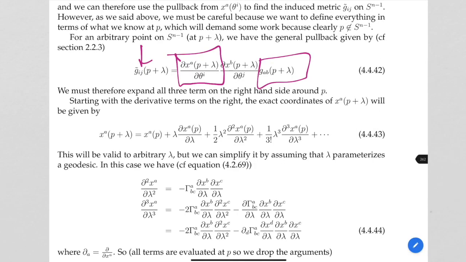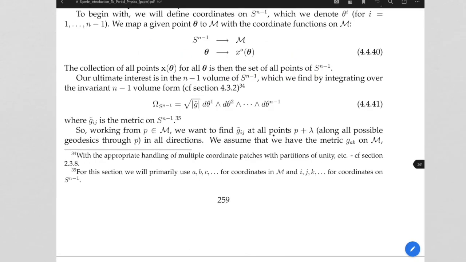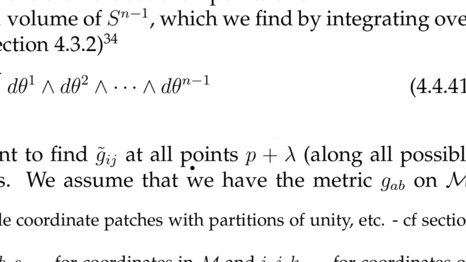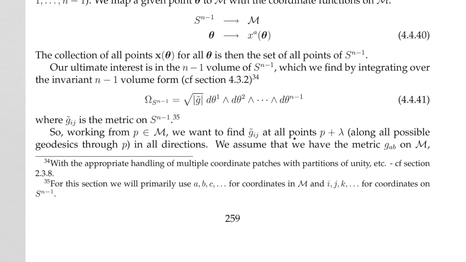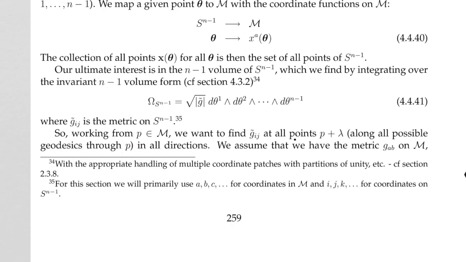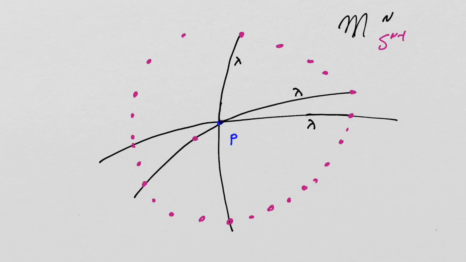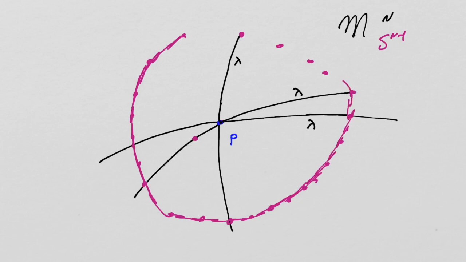So when you see this here, all points P plus lambda, what they're trying to say is all points displaced by a distance of lambda along all possible geodesics through P in all directions. Okay. So when you do that, and you form the locus of those points, forming a locus is essentially saying you do it everywhere, right? You do every possible geodesic, right? And every geodesic is defined by these unit vectors in the middle. And you end up with something that looks like this.